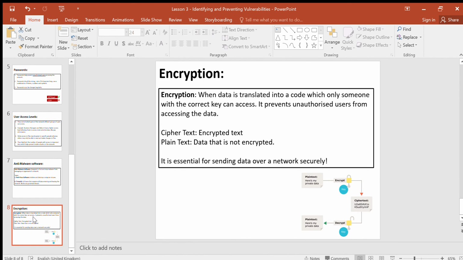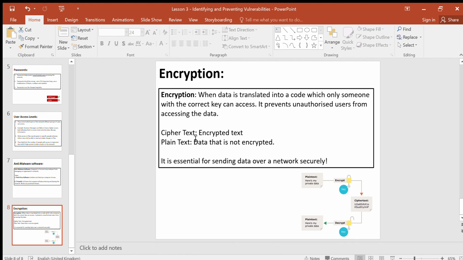And then to finish, encryption. If you're sending data across a network, like we've discussed a lot in this topic, when data's traveling or being transferred, that's when it's most vulnerable. So to try and give some level of protection to that, you can encrypt it. And encrypted data is essentially translated into a code that makes no sense until it gets to the destination where it's decrypted.